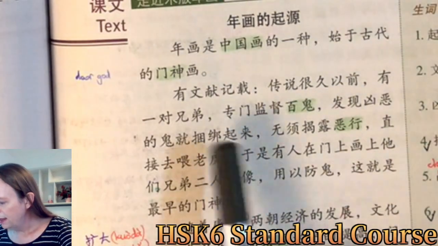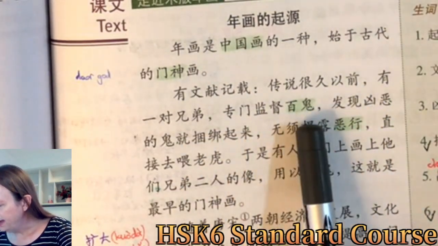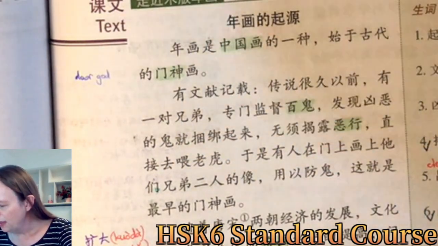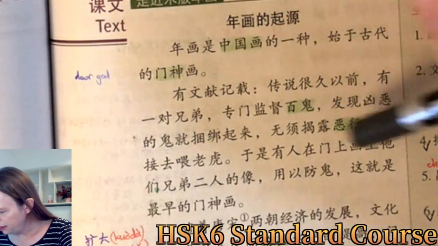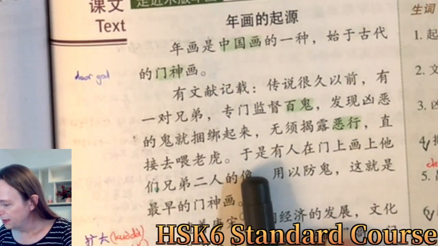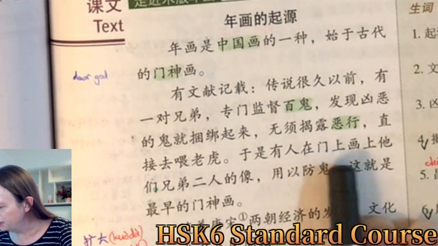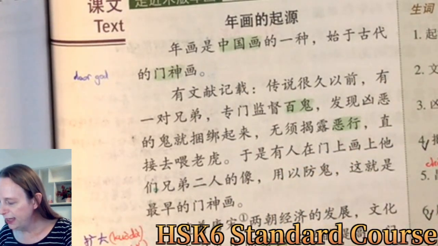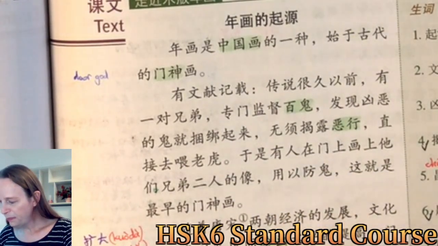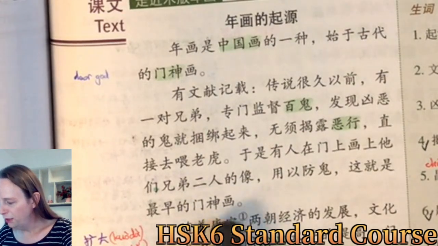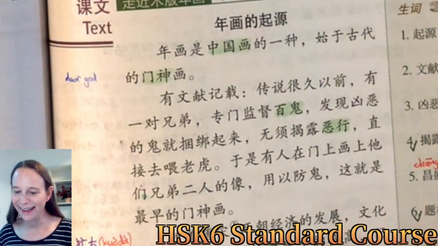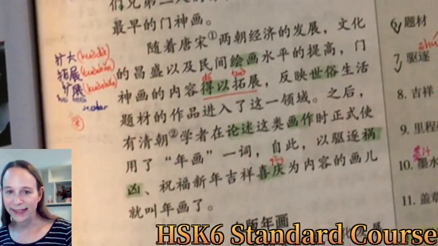走进木板年画，年画的起源，年画是中国画的一种，始于古代的门神画。有文献记载，传说很久以前有一对兄弟，专门监督百鬼，发现凶恶的鬼就捆绑起来，无需揭露恶行，举戒去喂老虎。于是有人在门上画上他们兄弟二人的像，用以防鬼。这就是最早的门神画。 All right. So they captured these ghosts and fed them to tigers, according to legend.